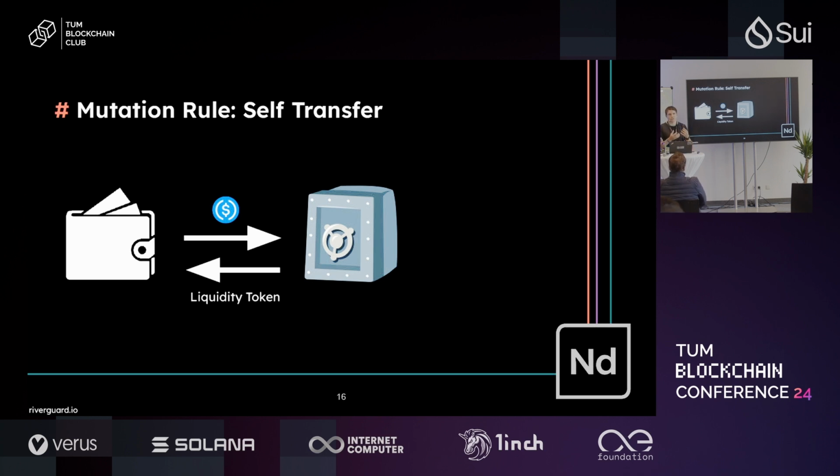So you transfer your USDC to the vault, and then you get this liquidity token. However, when you don't check that the destination of this transfer is your vault, you have a possible self-transfer. So you can create a transaction where I transfer money but to my own wallet again. And if the smart contract does not check this case, it still passes on the liquidity token to me. So I got liquidity tokens without actually depositing my money.